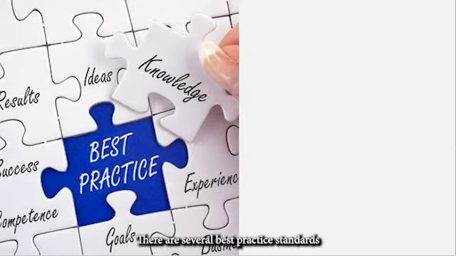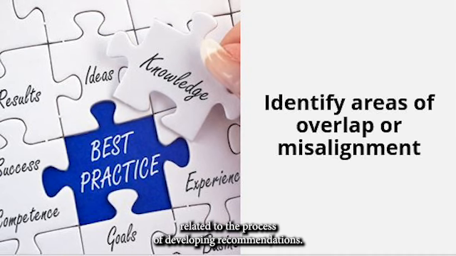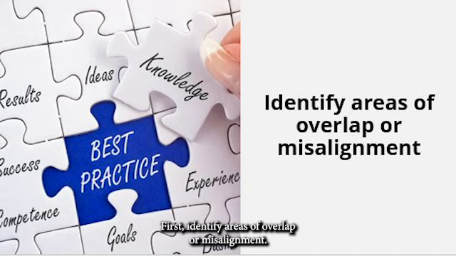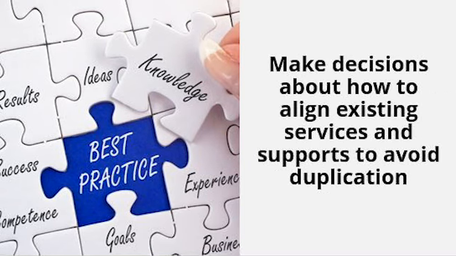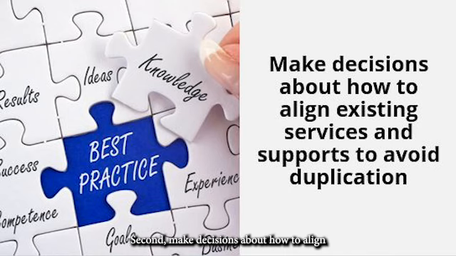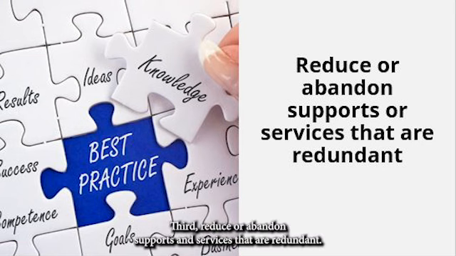There are several best practice standards related to the process of developing recommendations. First, identify areas of overlap or misalignment. Are there things that you are currently doing that are redundant or which don't align with the needs that you identified through your assessment? Second, make decisions about how to align services and supports to avoid duplication. Third, reduce or abandon supports and services that are redundant.